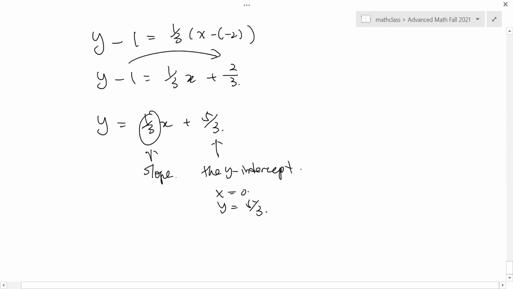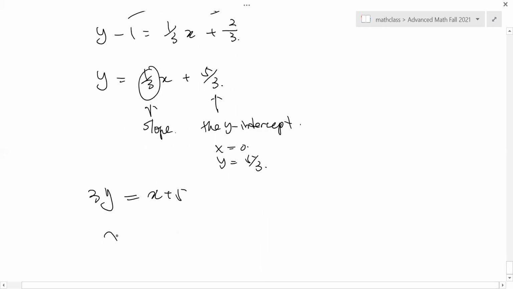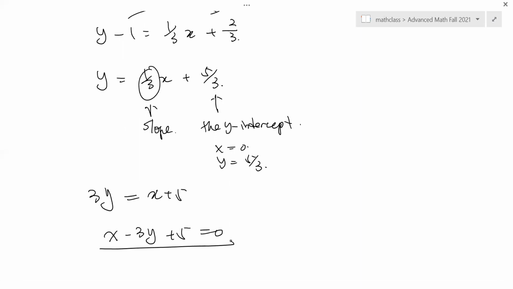Another form: you multiply both sides by 3. So 3y equals x plus 5, or x minus 3y plus 5 equals 0. This is the general form. There are many different forms. That's why I say find any equation, I did not say find the equation, because there are several forms of the equation. And this is the most general form.